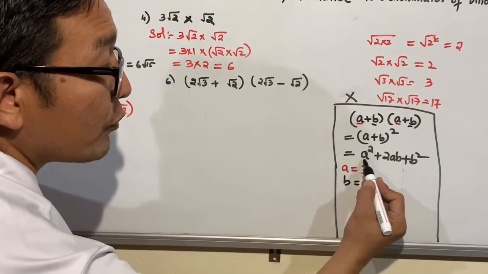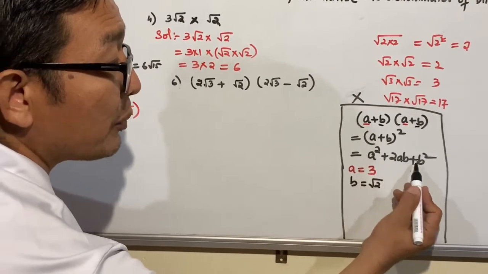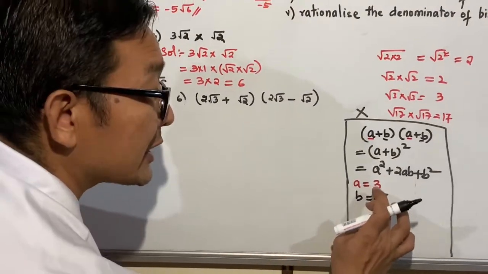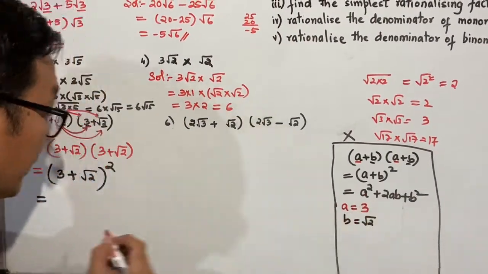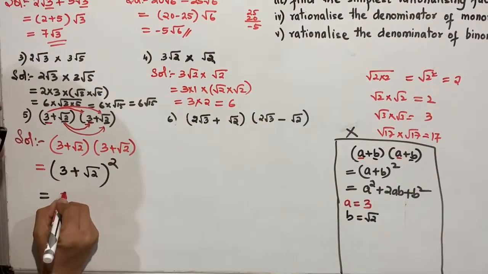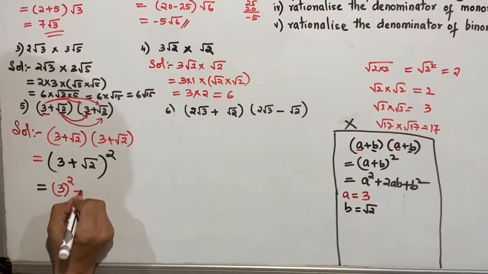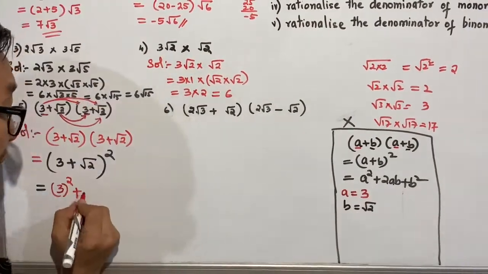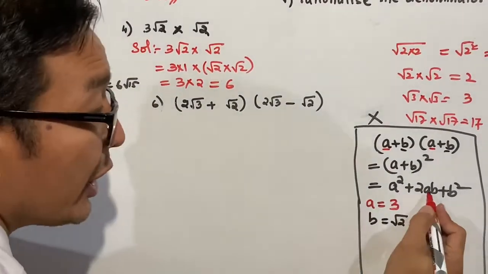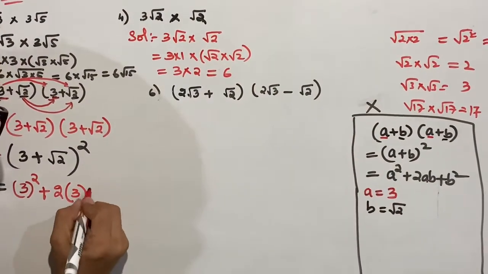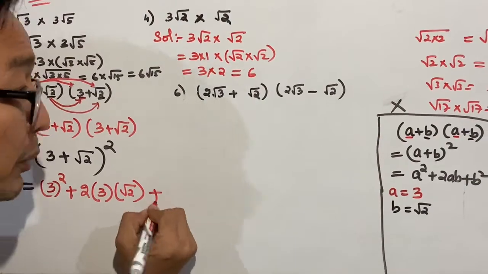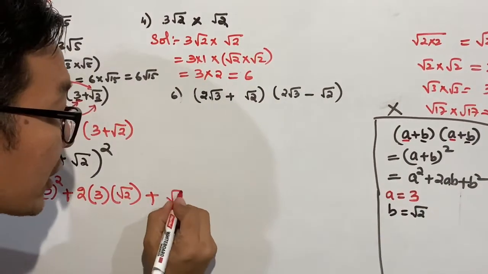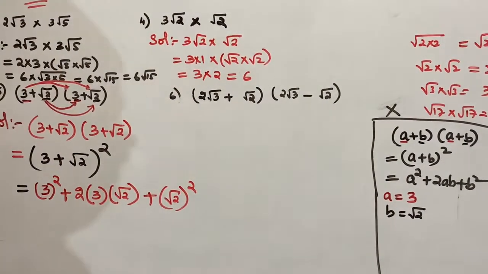Formula (a + b) whole square. Write the formula: A square plus 2AB plus B square. So A is 3, and B is root 2. Now let us substitute the values. So A square is 3 square, plus 2 times A's value, 3, times B's value, root 2, plus B square, B's value, root 2 whole square.